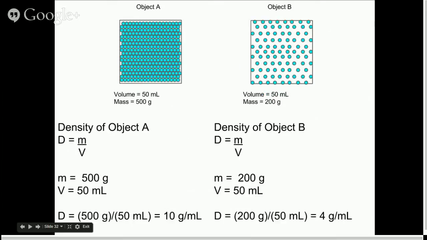All right, so here's the example. If the mass of this one is 500 grams and the volume is 50 milliliters, you would get mass divided by volume. So 500 grams divided by 50 milliliters is 10 grams per milliliter. Where this one would only have a mass of 200 grams and the same volume as this box. So the density of object B is only 4 grams per milliliter. Therefore, object A has a greater density.